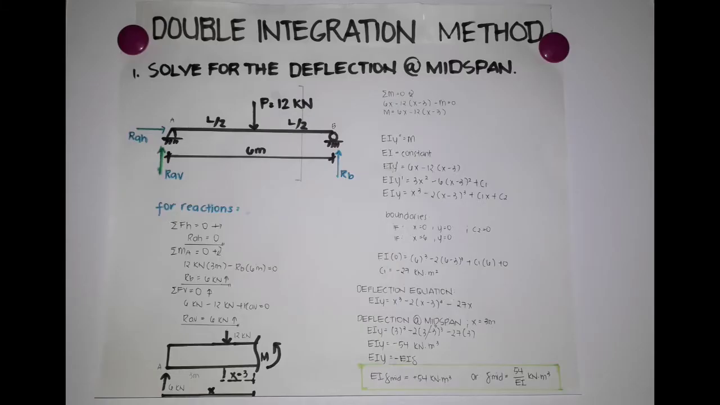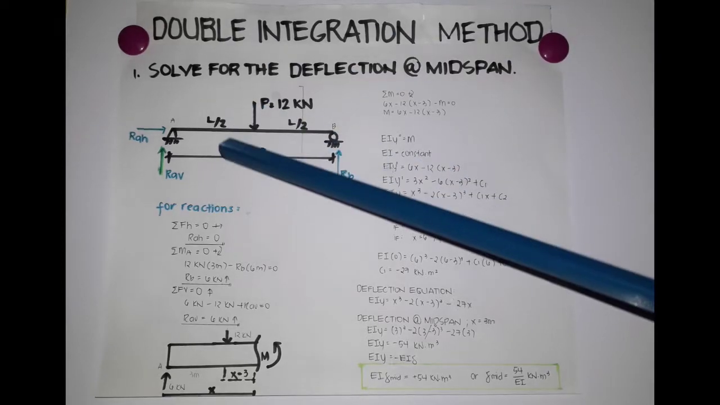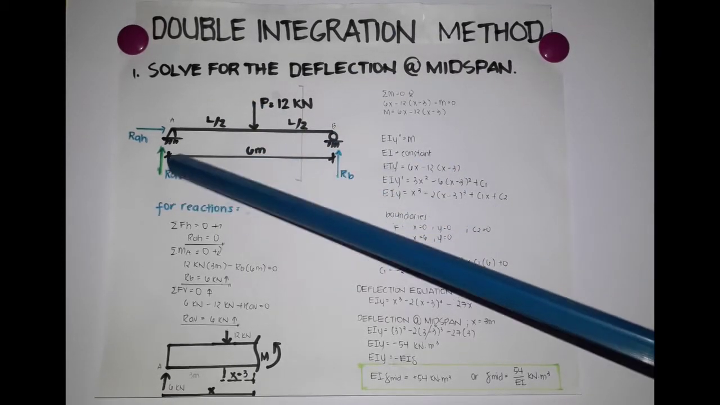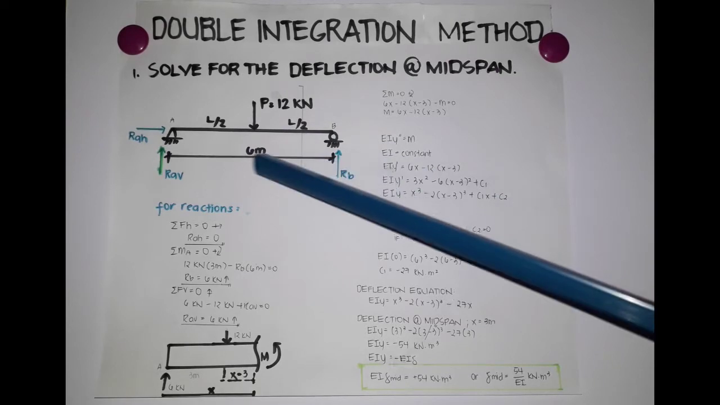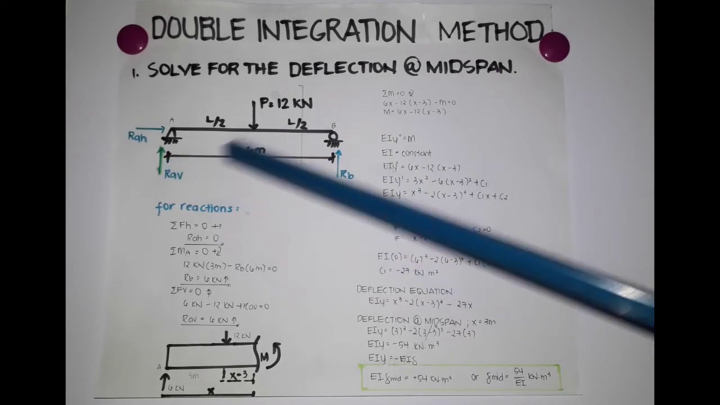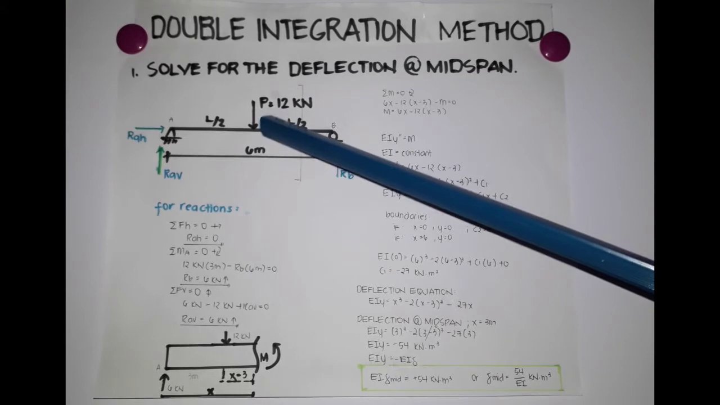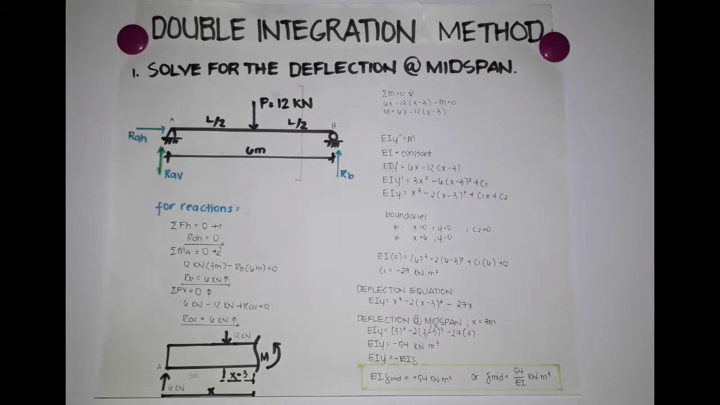Today we are going to discuss how to compute for the deflection of beams using the double integration method and moment area method. In this problem, we are asked to determine the deflection at midspan. Looking at the diagram, we have here a simply supported beam with a 6 meter span and a 12 kilonewton concentrated load at the middle.